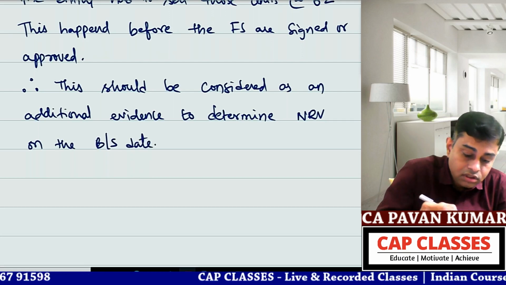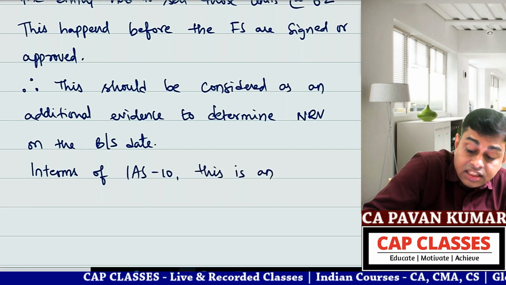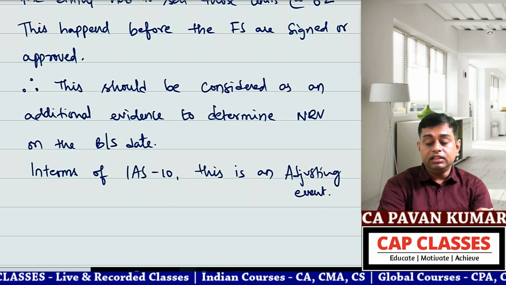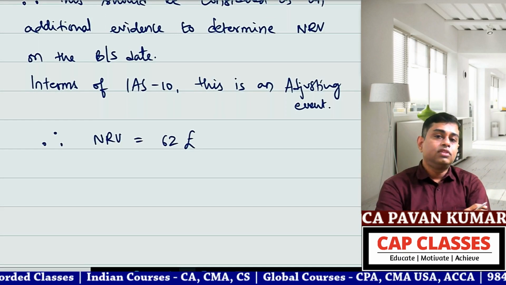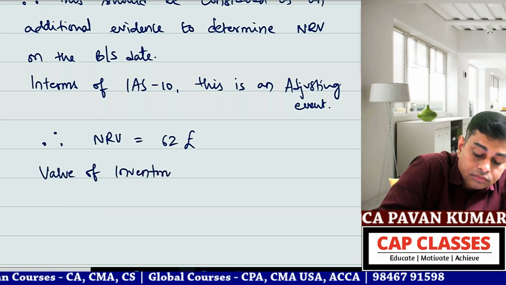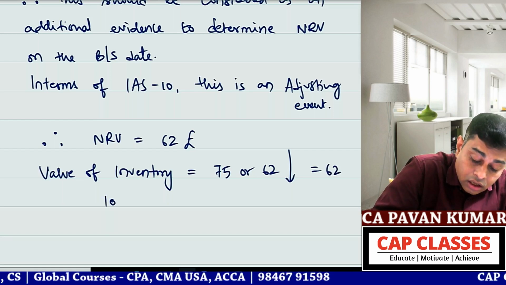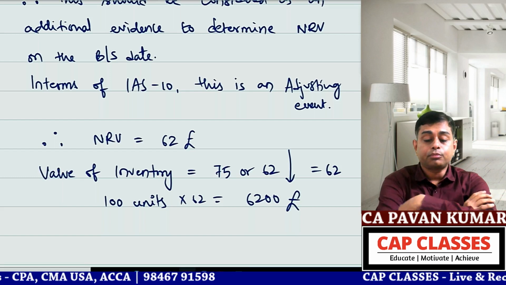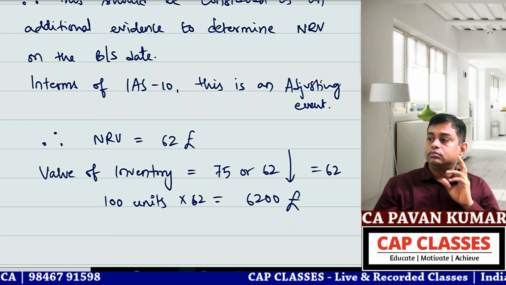Next line. In terms of IAS 10, this is an adjusting event. Therefore, net realizable value is 62 pounds. Value of inventory is equal to 75 cost or 62, whichever is lower, that is equal to 62. 100 units into 62 is equal to 6,200 pounds sterling. That's all.